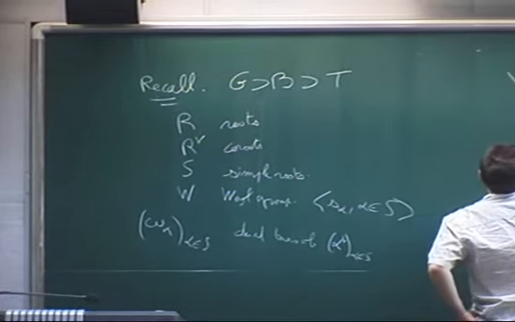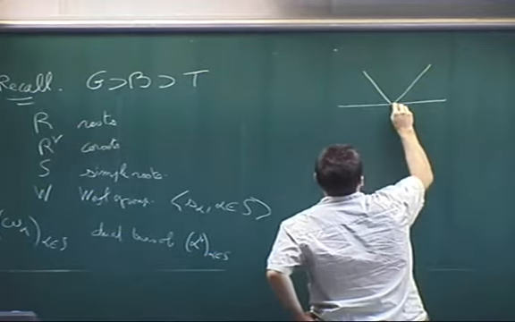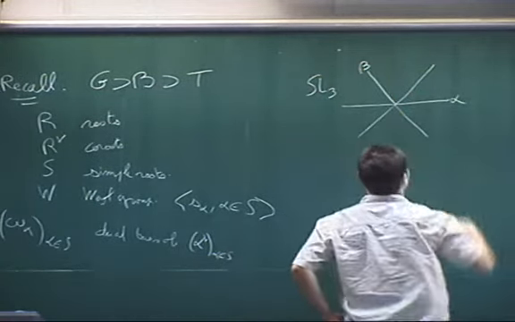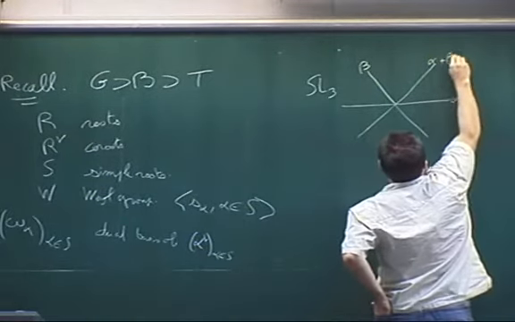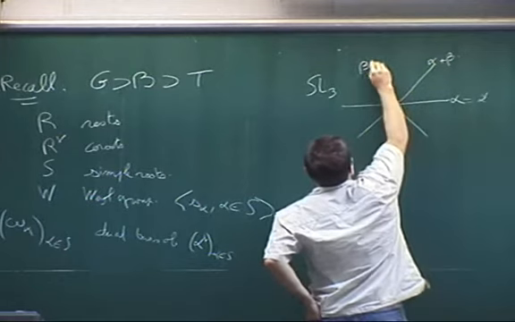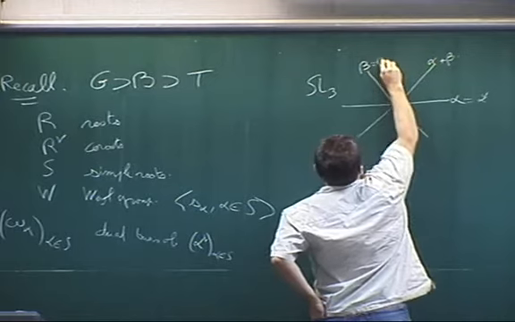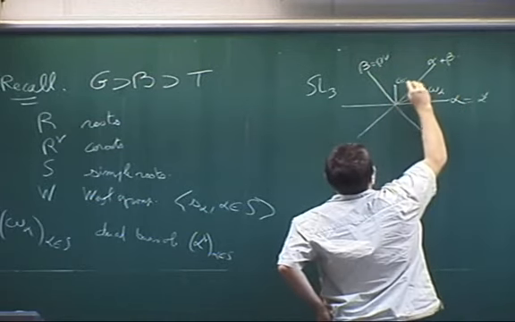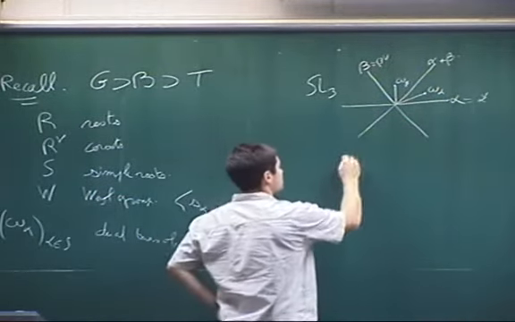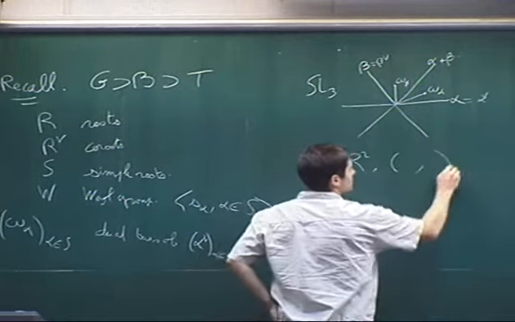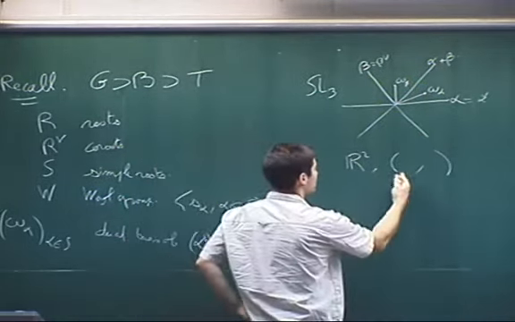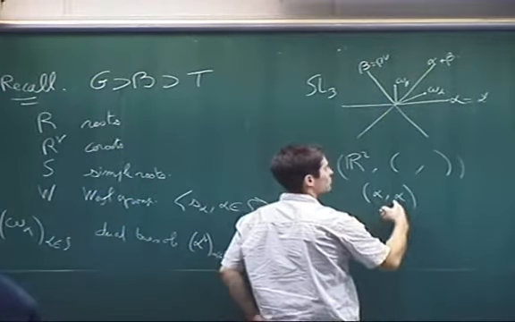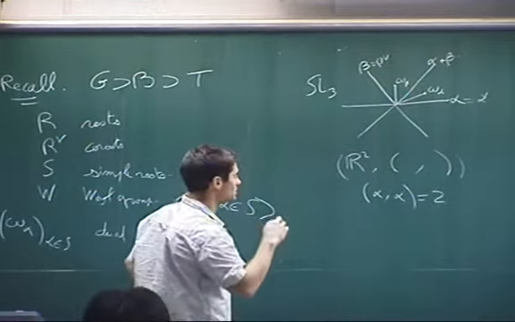So maybe let me redraw the picture for SL3. So we have two simple roots, alpha and beta. Here we have alpha plus beta. In that case, we have alpha equals alpha dual and beta equals beta dual. And the fundamental weights are this one and this one. Here I represent the picture in R2 with the canonical scalar product, and I suppose that the scalar product of alpha with itself is equal to 2, and it's also the case for beta.